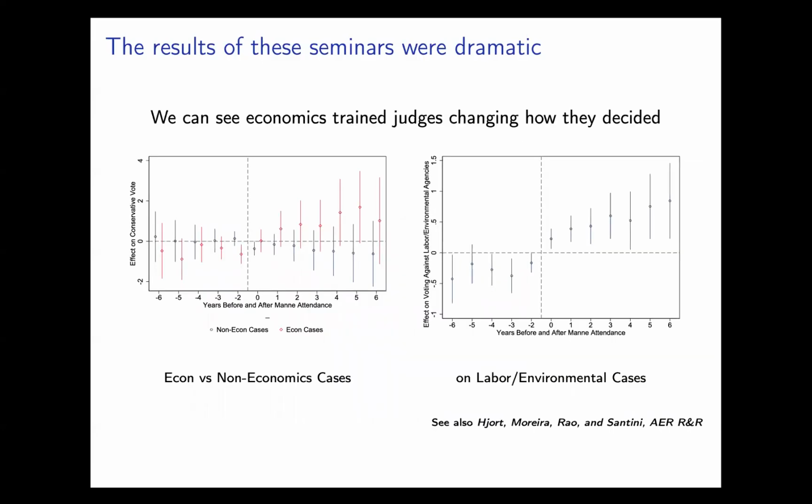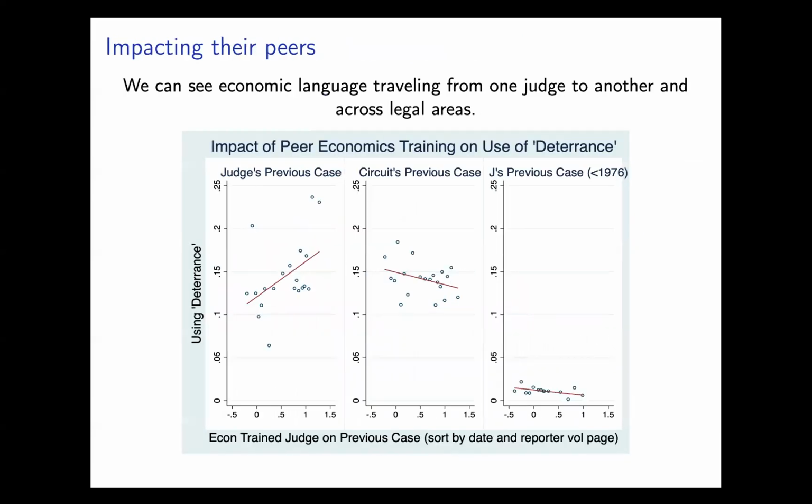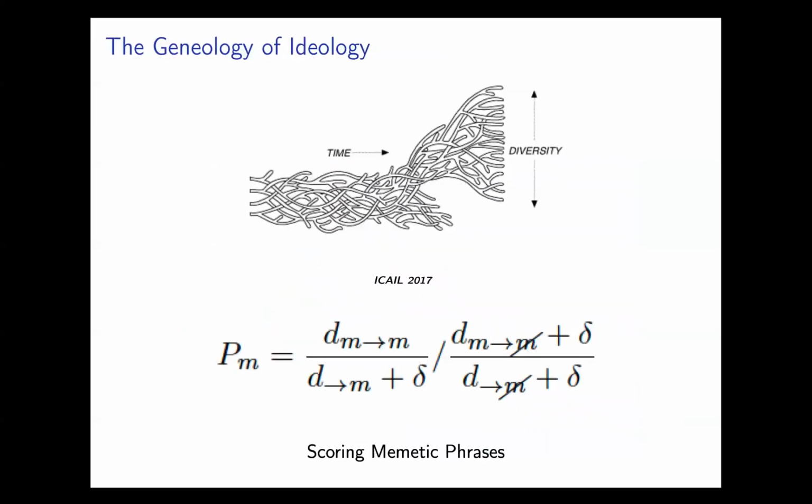We can see economics trained judges changing how they decided and impacting their peers. We can see economics language traveling from one judge to another and across legal areas. And economics training shifted by 10% the direction of the votes on economics cases. If you teach judges that markets work, they'll vote to deregulate government. If you teach judges that deterrence works, they'll become harsher to criminal defendants.